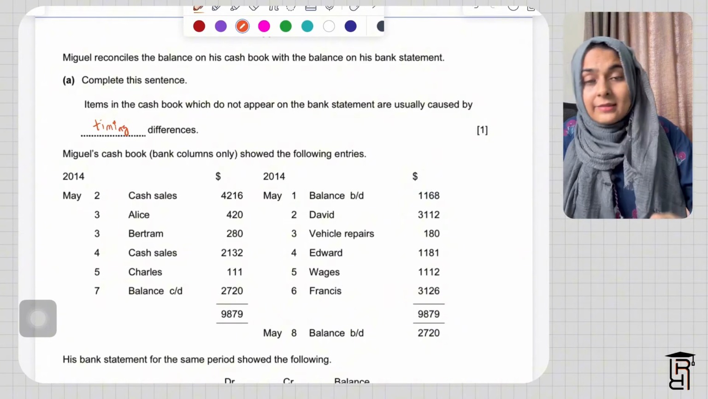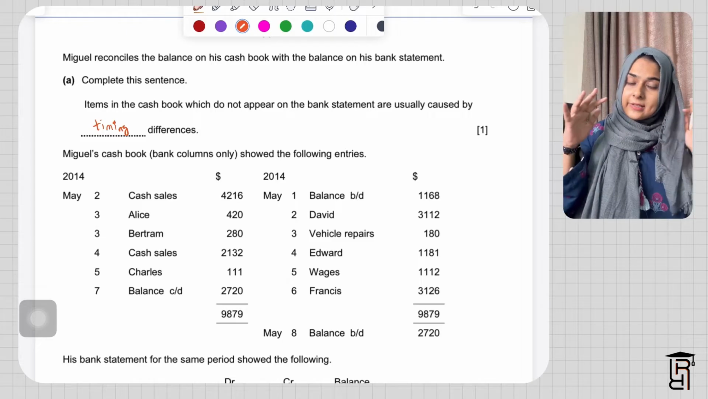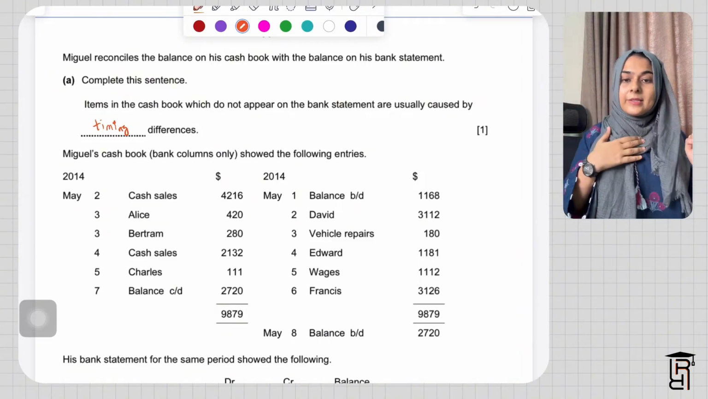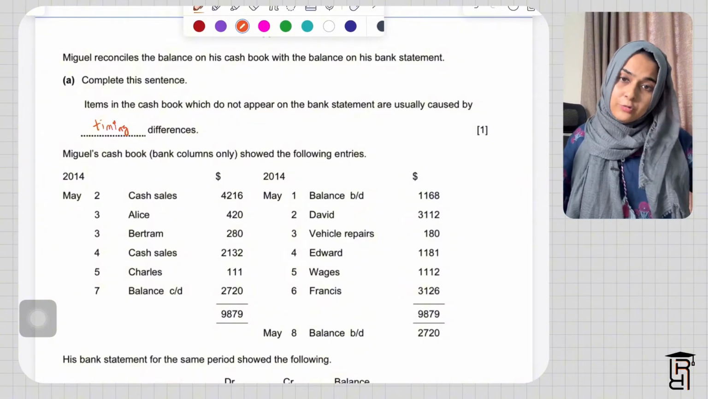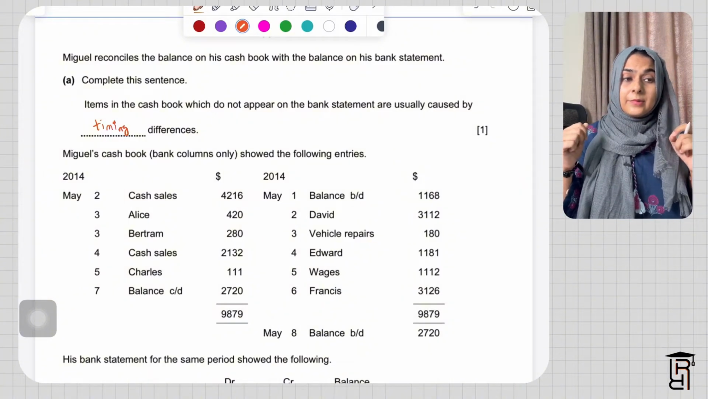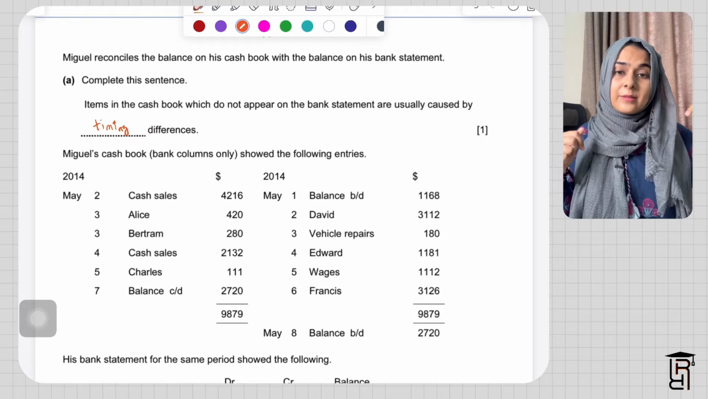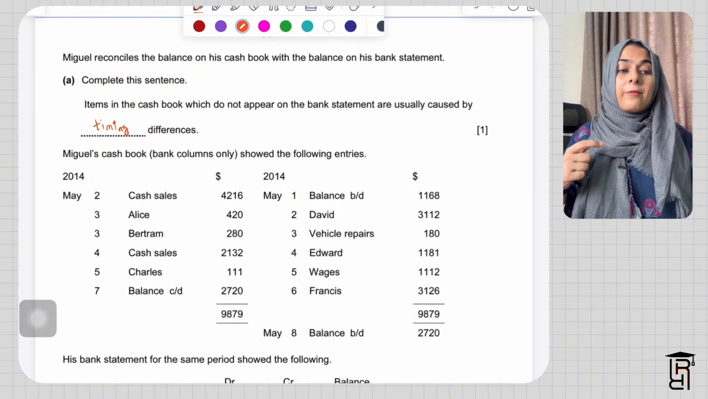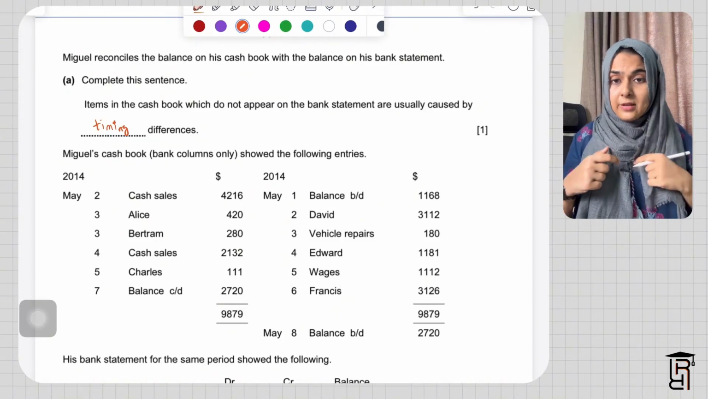Timing differences means that, as I told you, there's a 3-day clearing time from one bank to another bank. So let's say my customer has given me a check and I have put that into my bank, but my customer's bank is a different bank from mine, so it will take 3 days for the amount to transfer from my customer's account to my account.